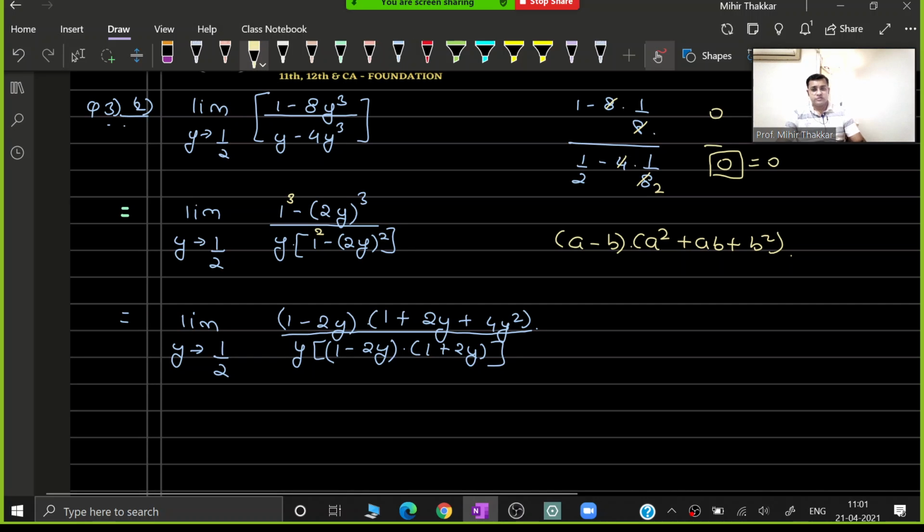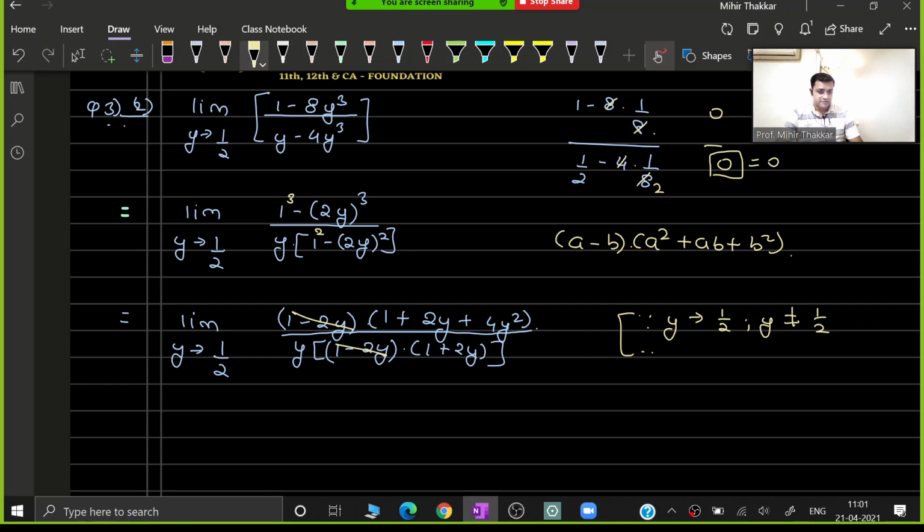So just observing, it's understood that the common factor has been cancelled over here, and I will write the reason. Y tends to half. Y is obviously not equal to half. Therefore, y minus half, which is nothing but here coming out to be 2y minus 1, but we are having it as 1 minus 2y. So adjusting the minus sign, I can still say that this is not equal to 0. So I can directly apply the limit over here.